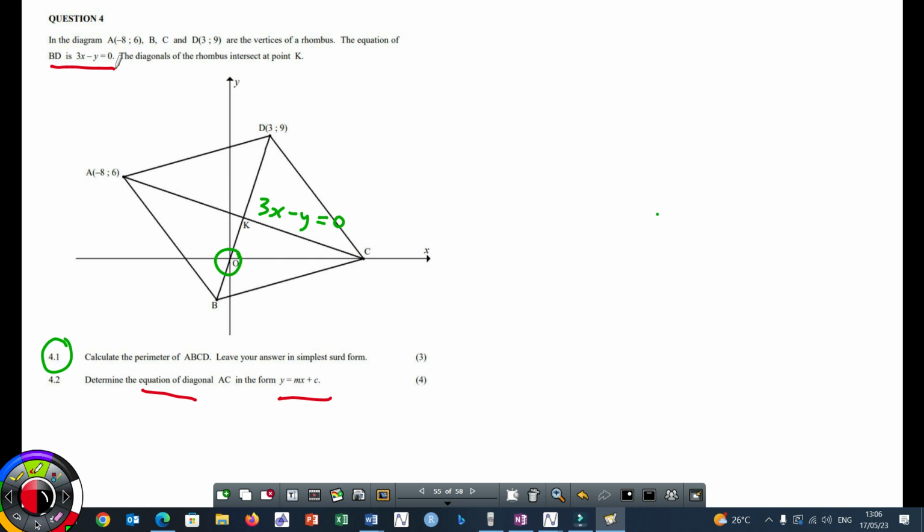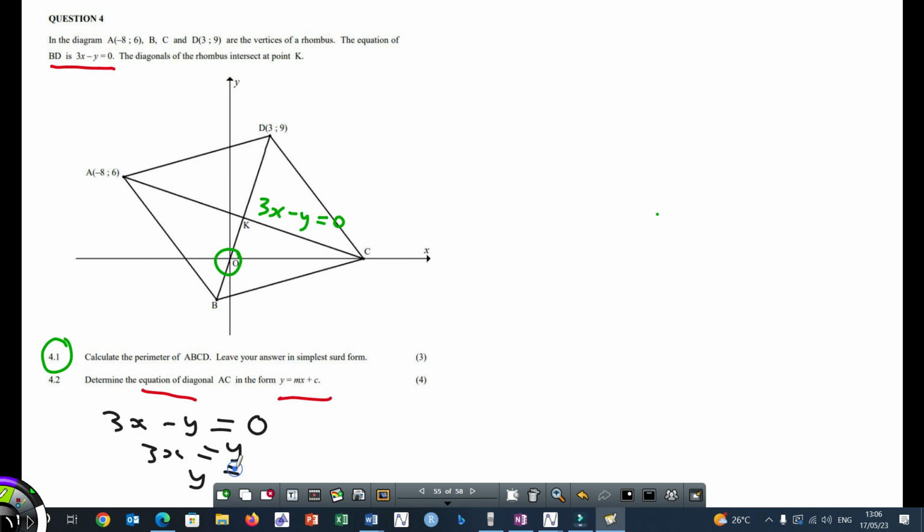So, for 4.2, first thing that you have to do, write the equation for BD: 3x minus y equal to 0. Then you rewrite this equation in standard form to determine the gradient. So this will be the same as 3x equal to y, which is the same as y equal to 3x. So here, the gradient of BD is going to be 3.